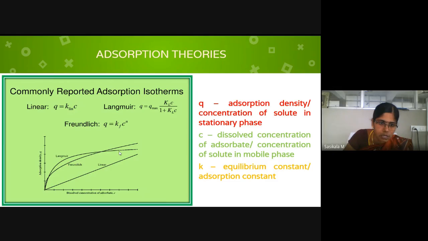This is the Freundlich adsorption isotherm. This is the Langmuir or non-linear adsorption isotherm. This will be totally non-linear adsorption. This represents linear adsorption, where concentration in the stationary phase is directly proportional to concentration of solute in the mobile phase. In Langmuir, it is not equal; concentration in stationary phase and mobile phase is not equal. Likewise, Freundlich will be intermediate compared to Langmuir and the linear adsorption isotherm. So these are the three adsorption isotherms. See the equations and learn.